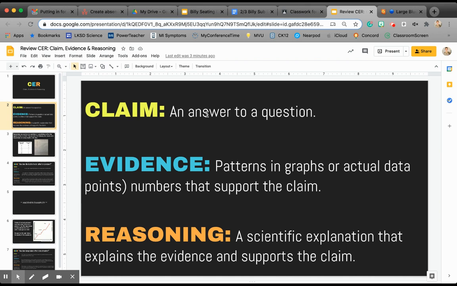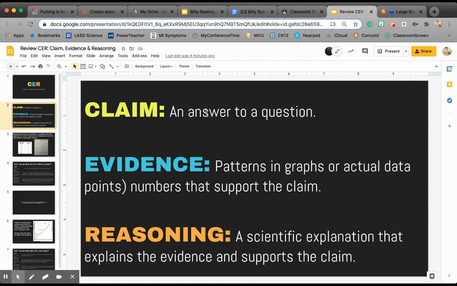The evidence is patterns and graphs or actual data points or numbers that support the claim. So when you think of patterns in the graph, you can be using words that we learned, such as direct relationships, inverse relationships, or nonlinear, linear relationships. You can also use words like strong, weak, or no relationship at all. In addition, you can also choose particular data points that might help to support your claim. For example, we'll do the example when we actually get into the next one. So you can use actual data points as well to help support your claim.